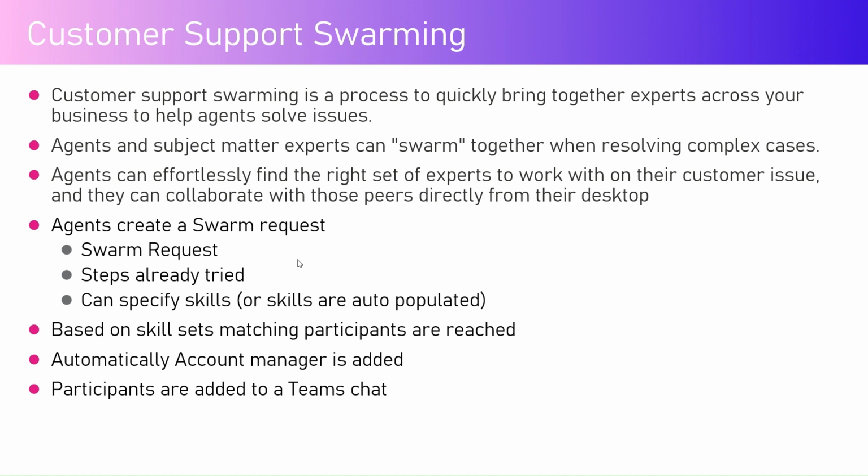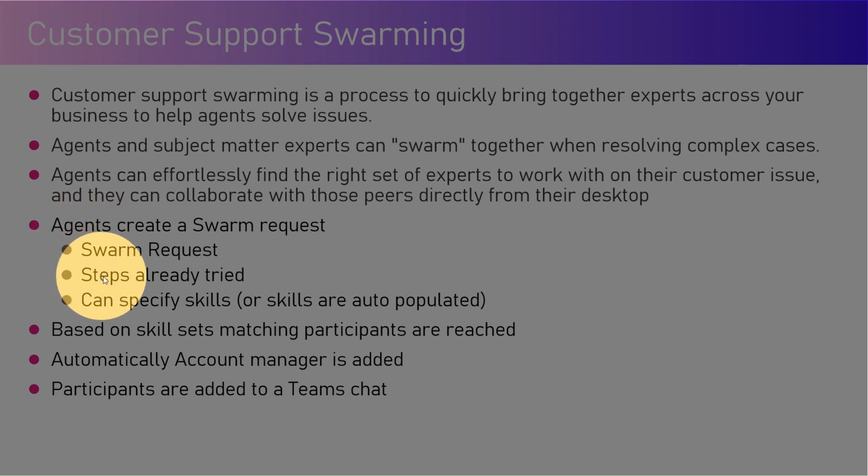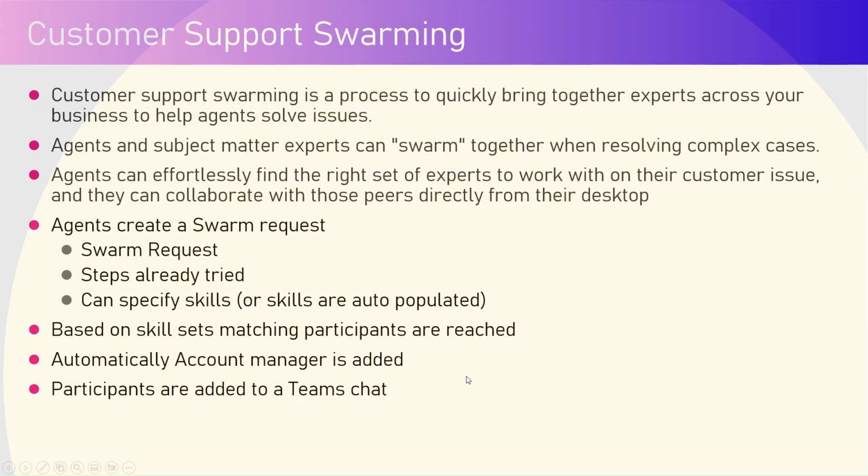Basically, agents create a swarm request, and the agent will also provide some information, like what steps the agent has already tried, so that all the swarm participants get the context of the current state of the swarming activity. They can specify the skills, or the skills are auto-populated based on the context of the request. Based on skill sets, matching participants are reached, and the account manager is automatically added. Remember, the account manager and participants are added to the Teams chat.